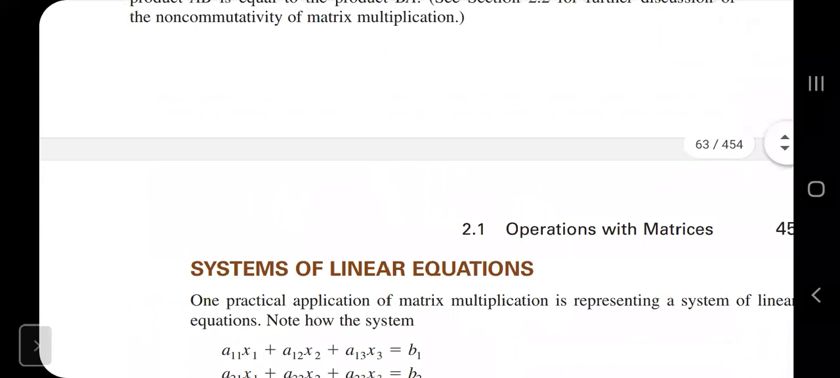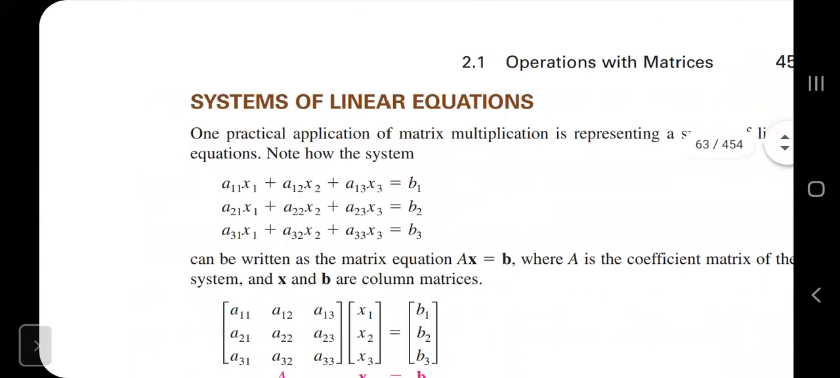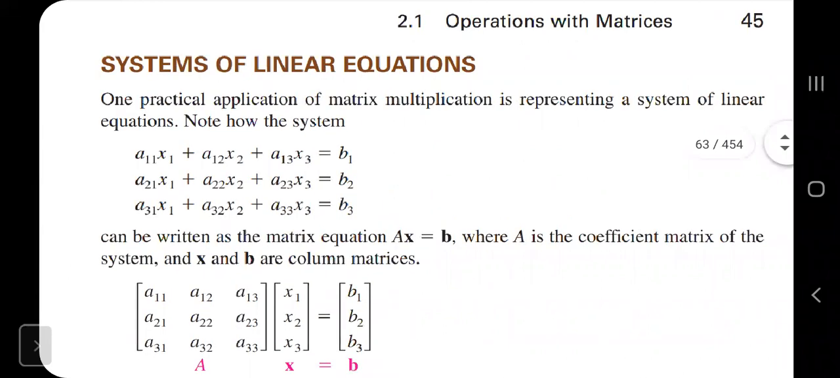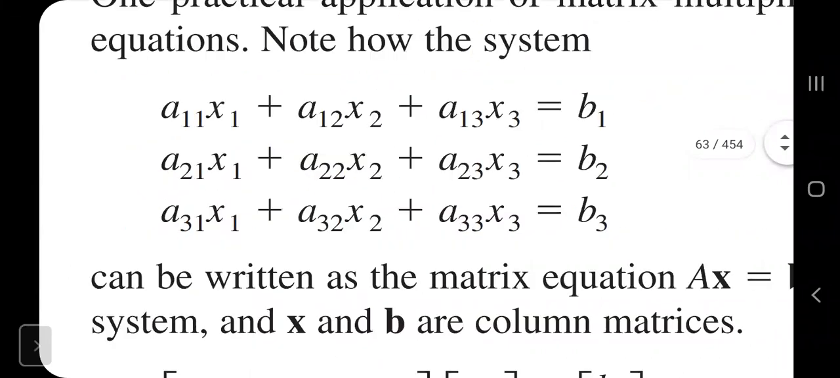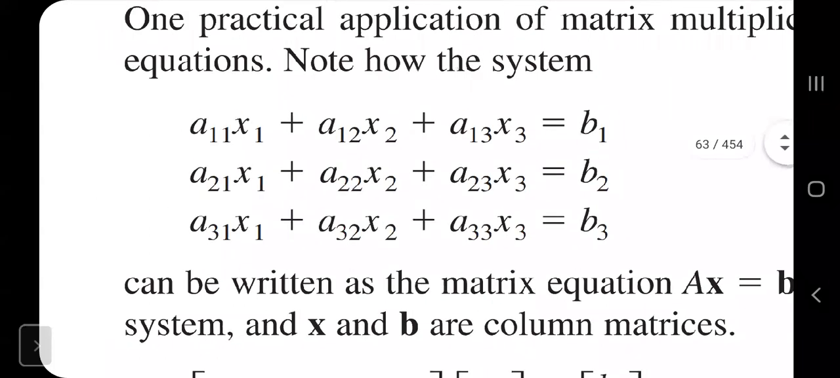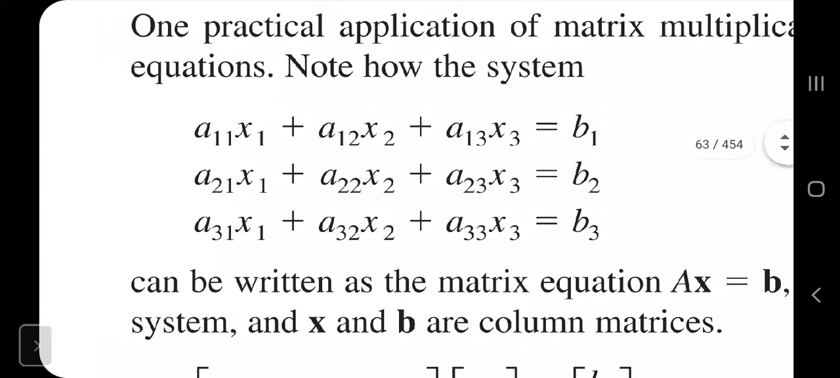Now, a very practical application is systems of equations. If you look at a typical linear equation, remember x1, x2, x3, that's like x, y, z. This entire system could be rewritten as follows. If I look at the coefficient matrix, that's all the A's, and a column matrix of the three variables X, Y, Z, and a column matrix of the three constants B1, B2, B3, this equation can be written as AX equals B.